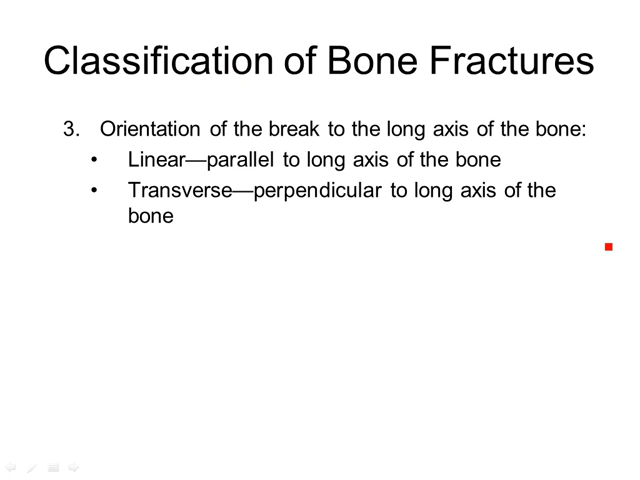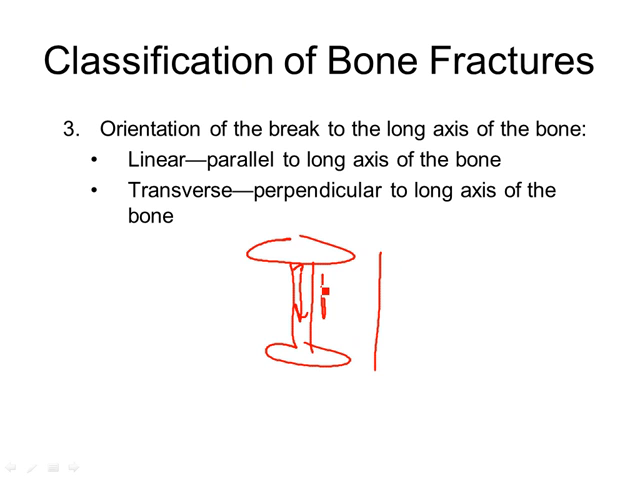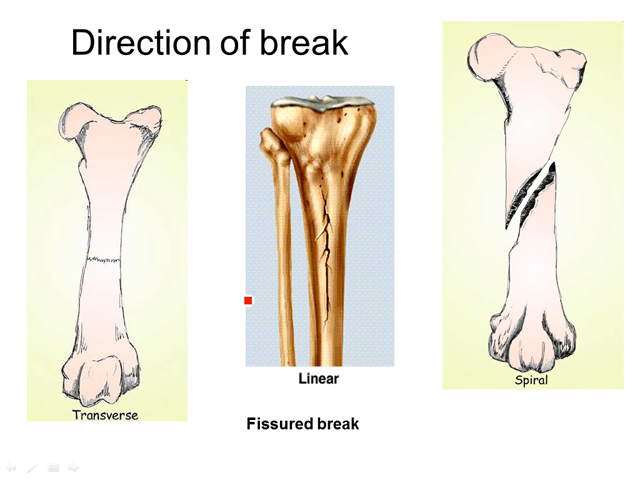Okay, you want to look at the orientation. Look at the long axis. So here's your bone. This is the long axis. All right, so along this line. Is the break linear? So is the break in this direction? Or is it transverse? Is the break in this direction? So here's an example of a transverse break. Here's an example of a linear break.